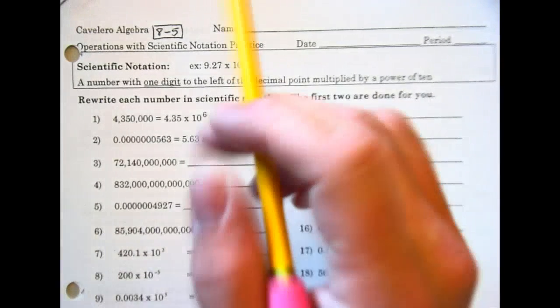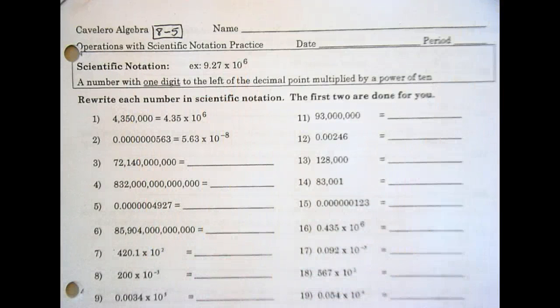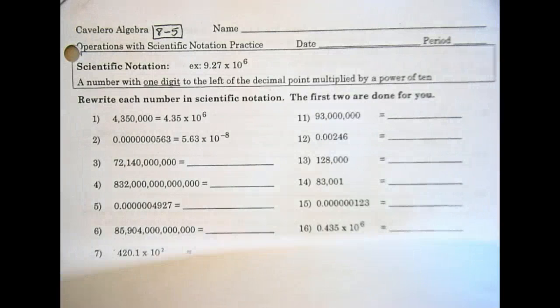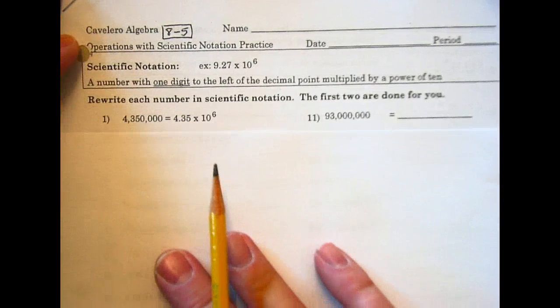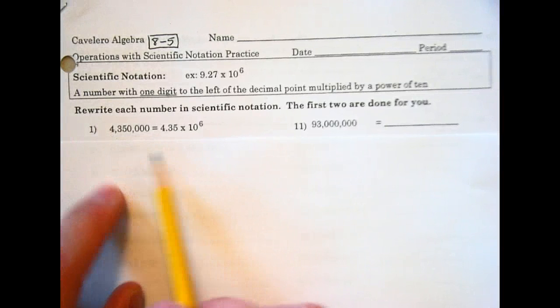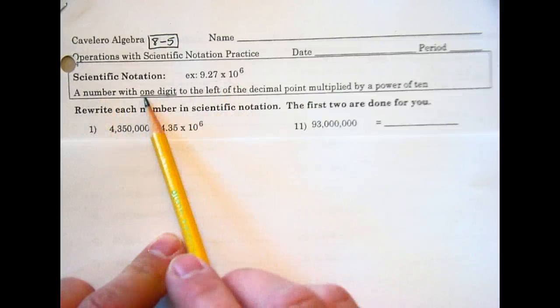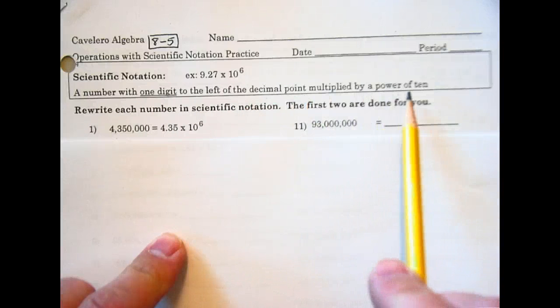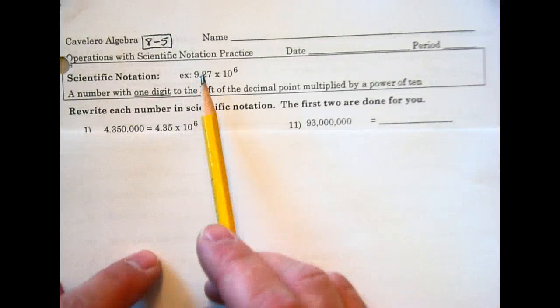All right, Cavallero, Algebra 8-5. Hey, scientific notation. How many have done scientific notation before? Okay. So there are a lot of different things we're going to review on it. Scientific notation we use when we have really big or really small numbers. It's used a lot in science, hence scientific notation. Notice number one's done for you. They've transformed 4,350,000 to 4.35 times 10 to the 6th. Notice the example up here says a number with one digit to the left of the decimal point multiplied by a power of 10. That is scientific notation. So you're only allowed to have one number to the left of the decimal. In this case, it's the 9.